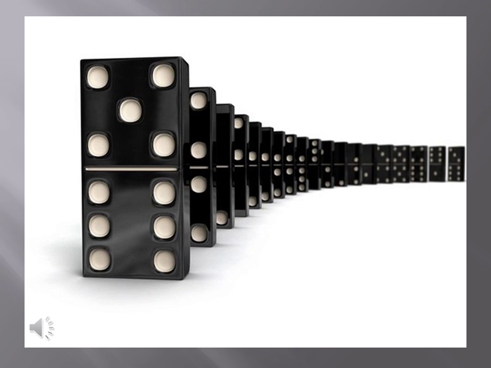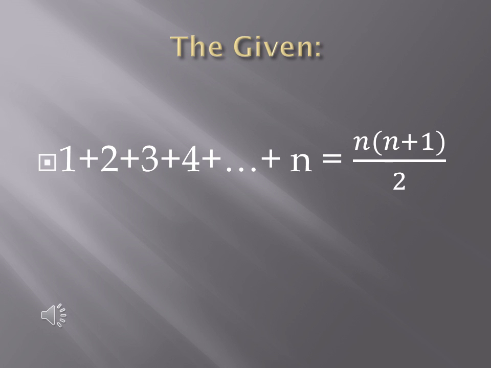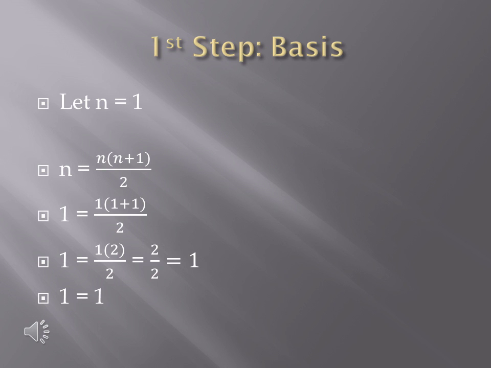So the steps are very simple and easy. So let's get started. So our given statement is 1 plus 2 plus 3 plus 4 all the way up to n equals n times the quantity of n plus 1 over 2. For our first step, the basis step, we let n equals 1.